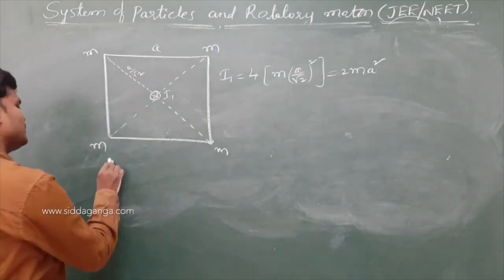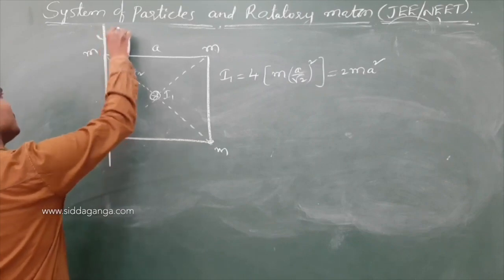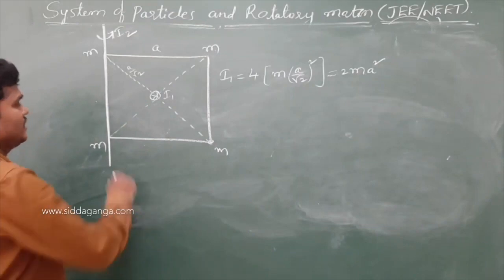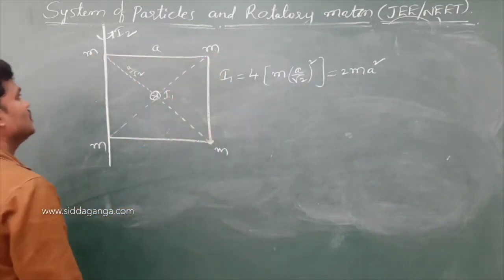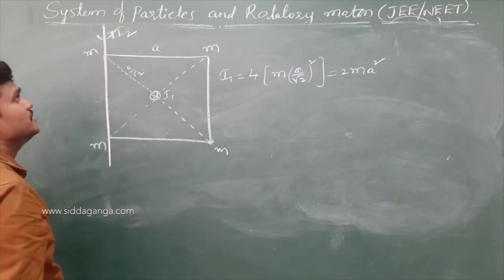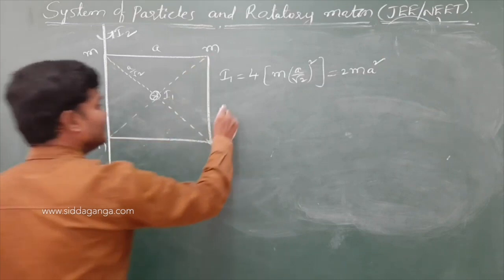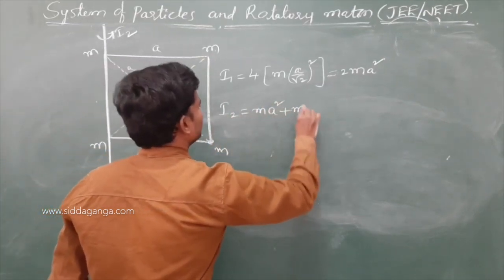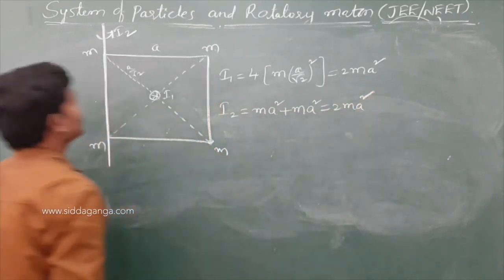Next one, they are asking any one side. Let us suppose this side. About this you find the moment of inertia. Any one side. About this side or this one, this one, this one, any one. I2. Due to these two, there is no moment of inertia. But because of this and this, there will be a moment of inertia. That is m into a square, again m into a square, so the answer is 2m a square.